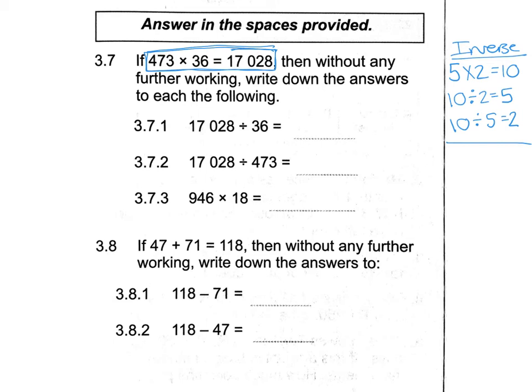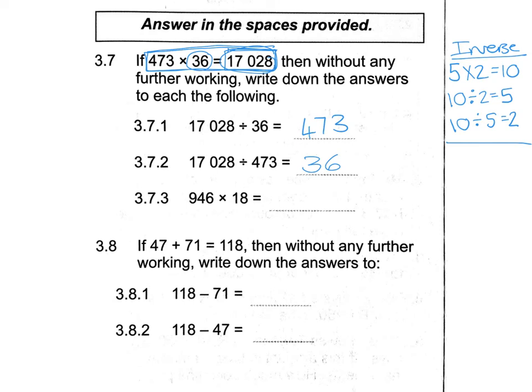So if I have this big number and I want to divide it by the 36, then my answer must obviously be the remaining number. That's very easy. If I have this number divided by the 473, which is there, then that's my remaining number. The 36 is then what's left.